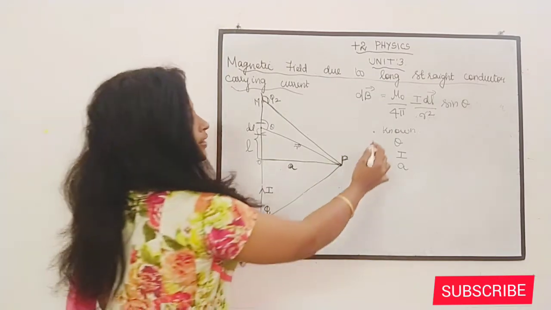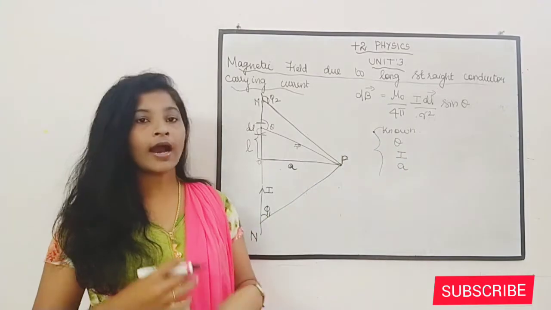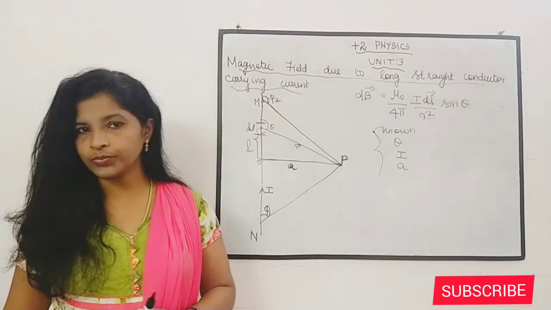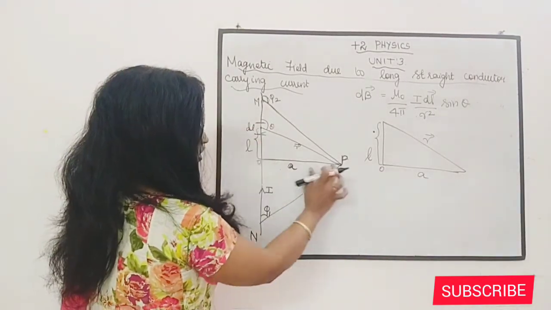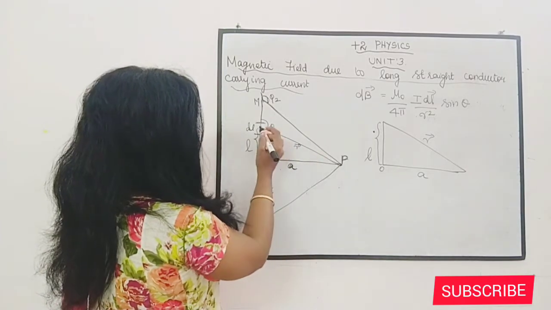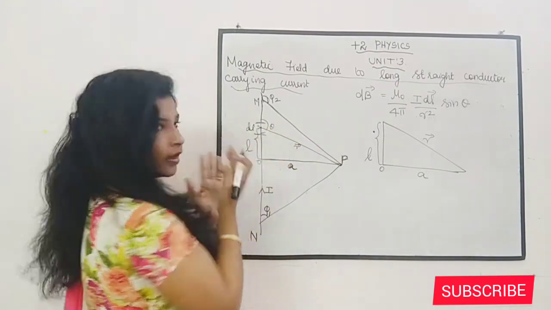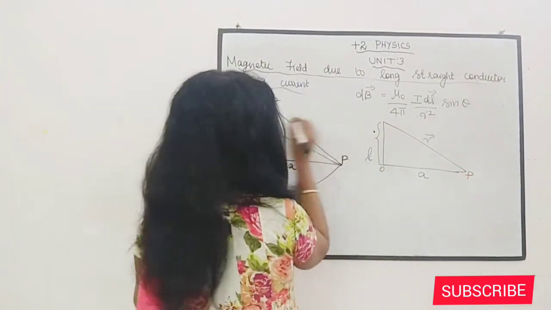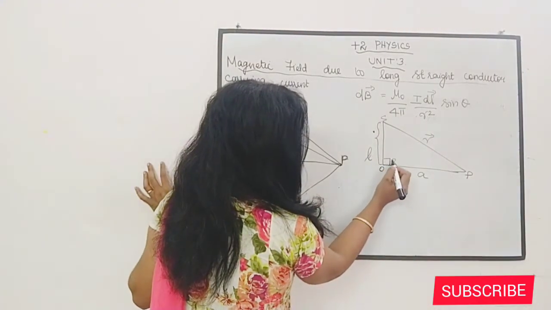So now our aim is to find out, in terms of these factors, I, a, and theta, we are trying to change it. For that I have taken this right angle triangle, with points O, P and S. I am taking this point as S. So I know that this angle is 90 degrees.